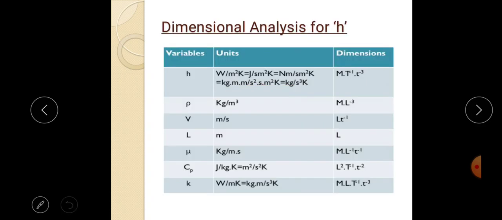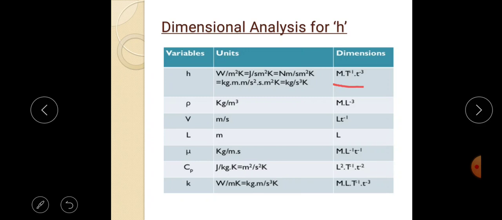Now after writing the exponential form, we will write the dimension of each of the terms. For h, the unit is watt per meter square Kelvin. It is the heat transfer coefficient and its dimension is M T^-1 t^-3. Here capital T is for temperature, and small t is for the second or time. So for the heat transfer coefficient h, it is M T^-1 t^-3.